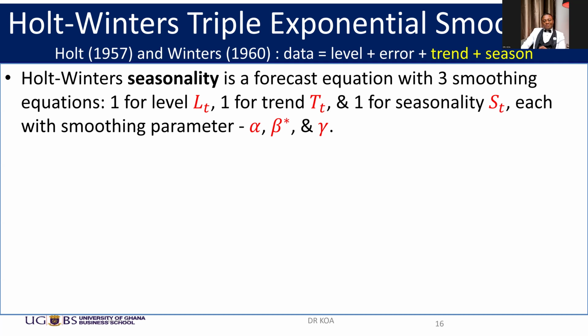So you have to incorporate seasonality in the data set, in the model. And that is what Holt-Winters does. There are papers that, as I speak, are being written right now. Now, do you remember that the level has a smoothing parameter called alpha? The trend has a smoothing parameter called what?